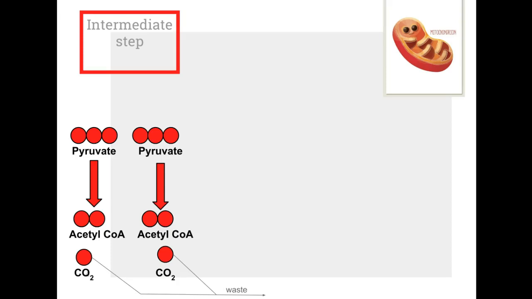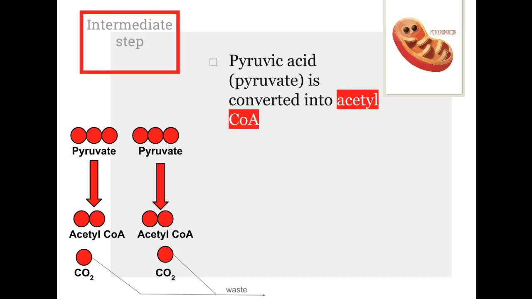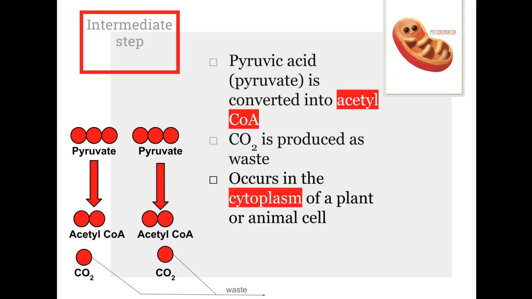Okay, once we have pyruvate, we still need to break it down a little bit more, and we have to break it into acetyl-CoA, which is only 2 carbons. So now it will finally fit into our mitochondria. And in the meantime, that other carbon that we had left over is creating carbon dioxide, which we do not need, so it's going to be released as waste. This also happens in the cytoplasm.